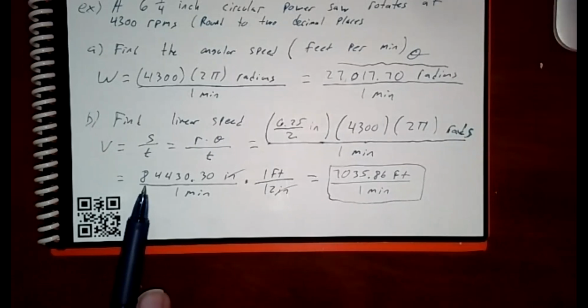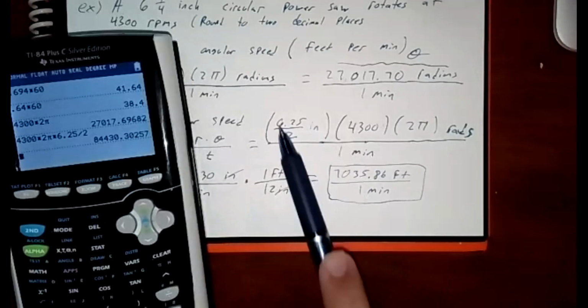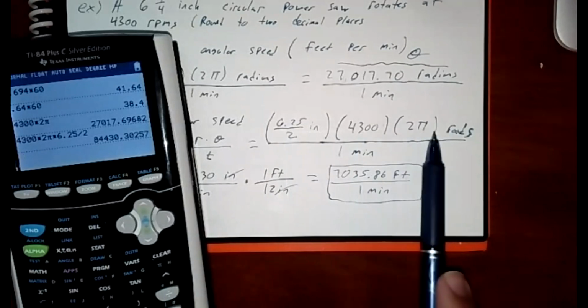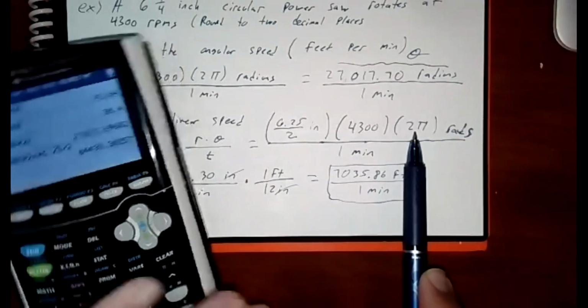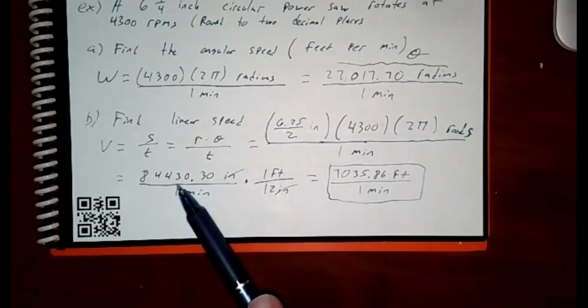Someone had asked a question. You talking about this 84,000? Yeah, where'd this come from? It's just multiplying all this out here. This 6.25 over 2 times 4,300 times 2 pi gives me this.